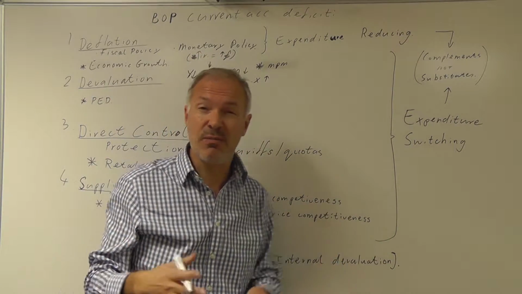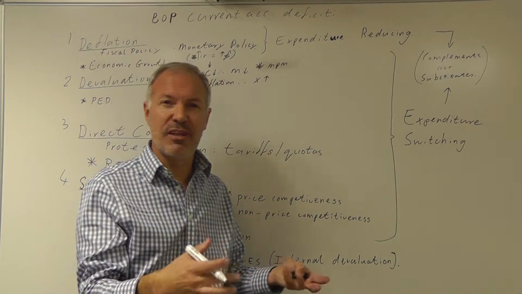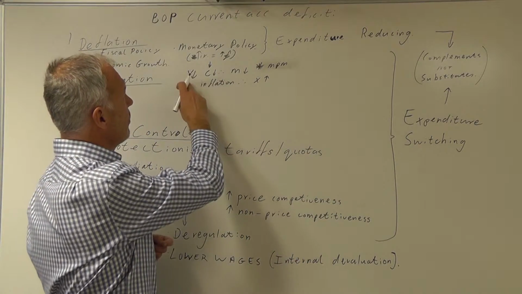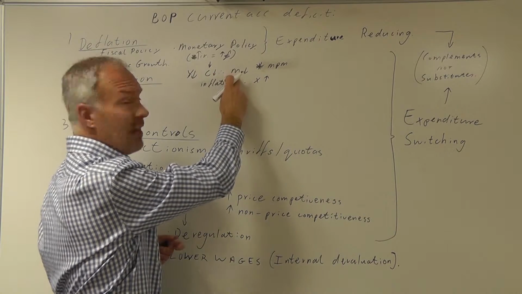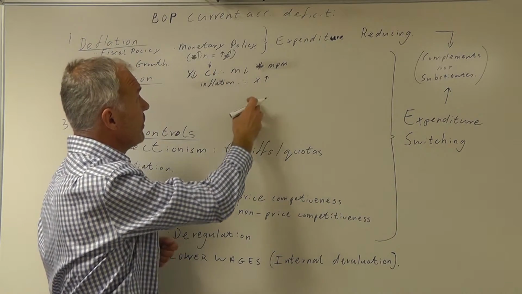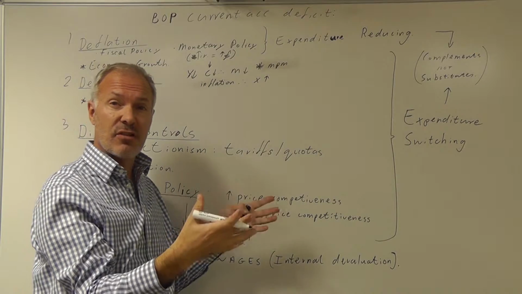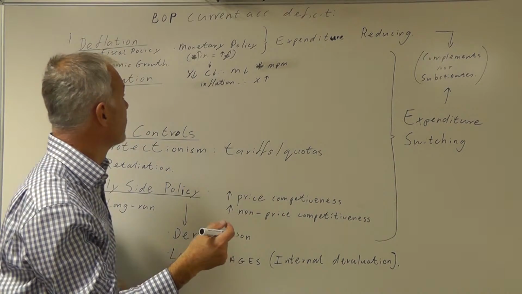And of course we know that people love to buy lots of lovely imports. So therefore, when income falls, consumption falls, the level of imports into the country will fall, and therefore that will improve the current account of the balance of payments.